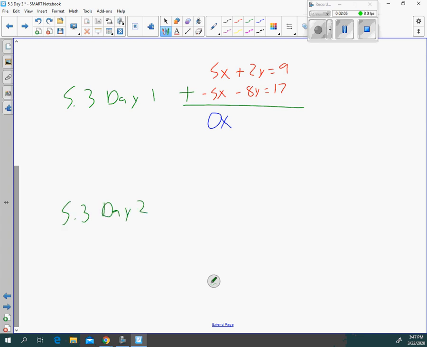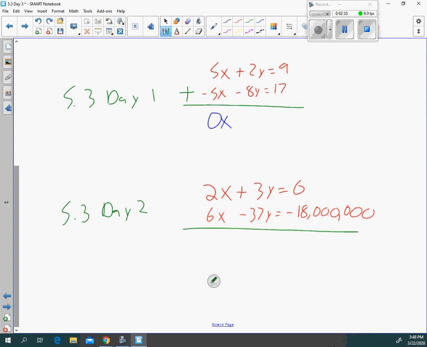That was yesterday, and that would be something like this. 2x plus 3y equals 0. 6x minus 37y equals negative 18 million. Whoa, we're going way crazy on this one. Do you have opposites? No. But can we get them? Pretty easily. How do we make those? Well, 37 and 3, I don't think those are going to make opposites really easy. But I do think that 2 and 6 will make opposites pretty easy.